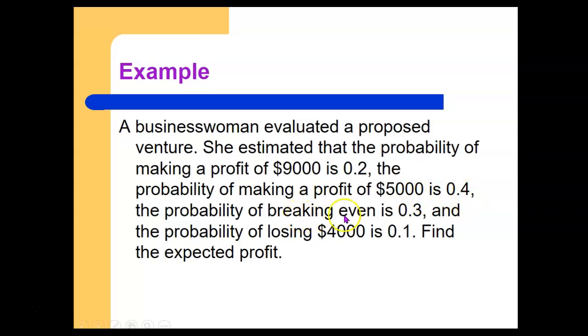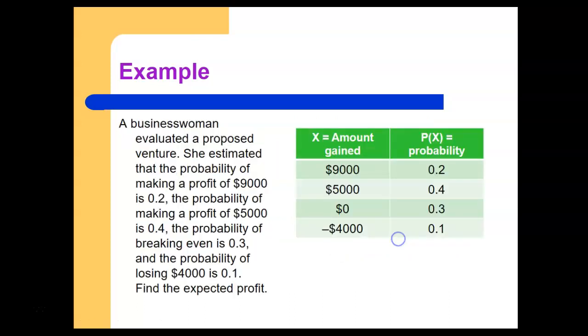Or she might just break even with a probability of 0.3. Or she might lose money on the deal. She might lose about $4,000. And the probability of that happening is 0.1. So find the expected profit.